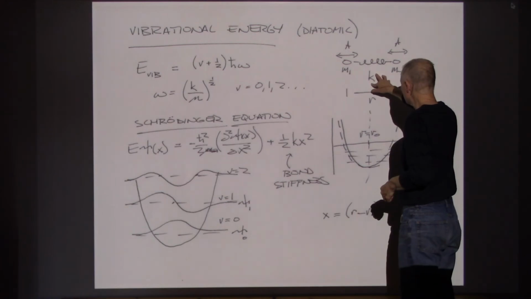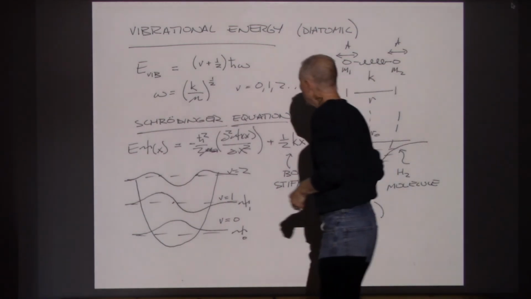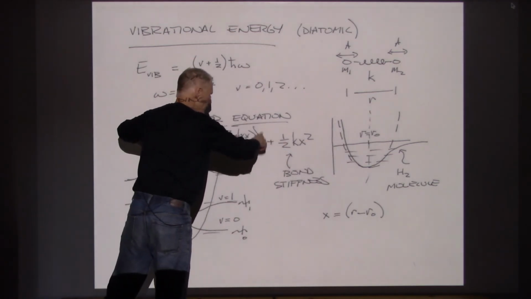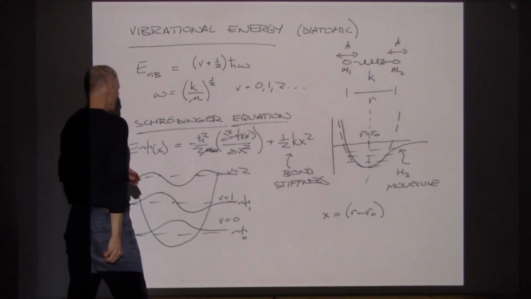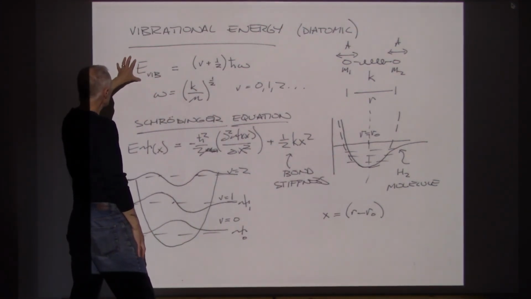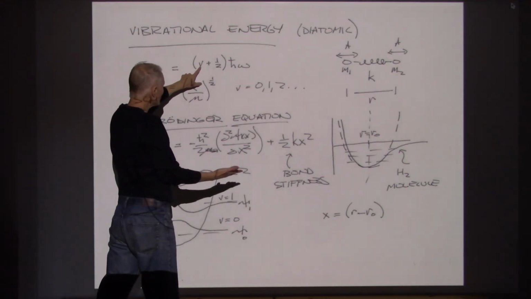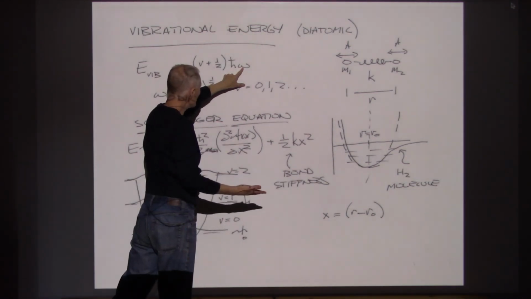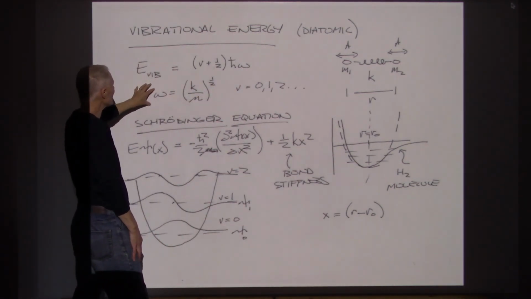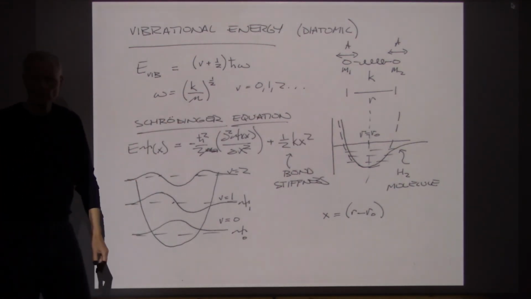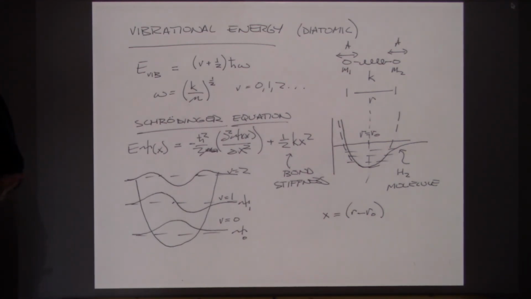This is the stiffness of the bond. So the bond stiffness is written here. And what we find is that when we solve the Schrodinger equation using this potential energy expression, the energies that we end up with are given by this equation: v plus 1/2 times h bar times the frequency of oscillation, where the frequency of oscillation is given by the bond stiffness divided by the reduced mass.